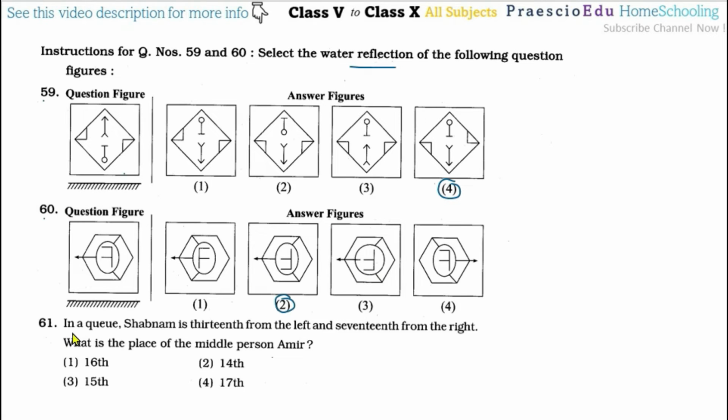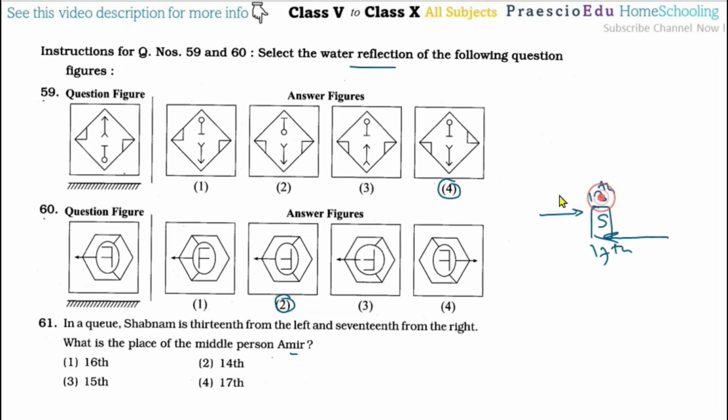Now question number 61. In a queue, Shabnam is 13th from the left. So from the left, she is on the 13th, and 17th from the right. What is the place of the middle person, Amir? So for this one, we have to find out the middle person's place, and for this we have to find out the total. So here S means Shabnam.